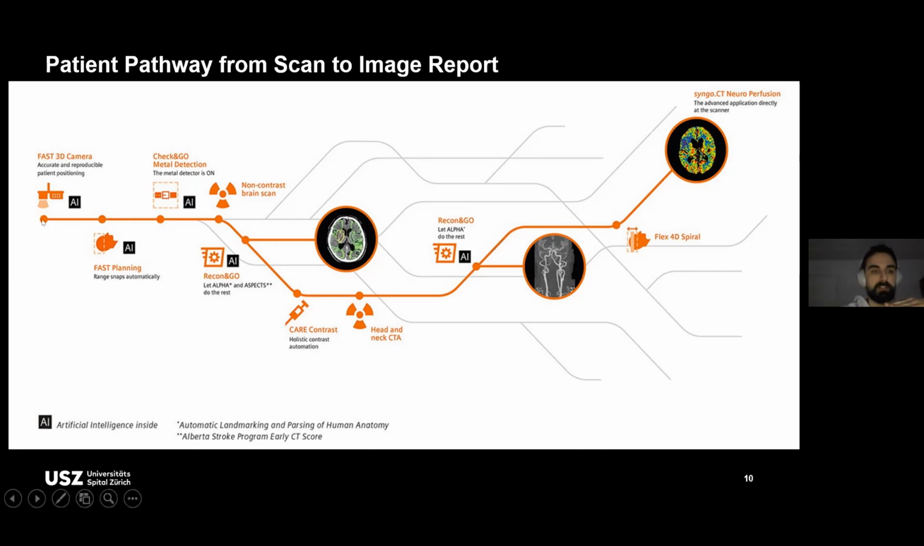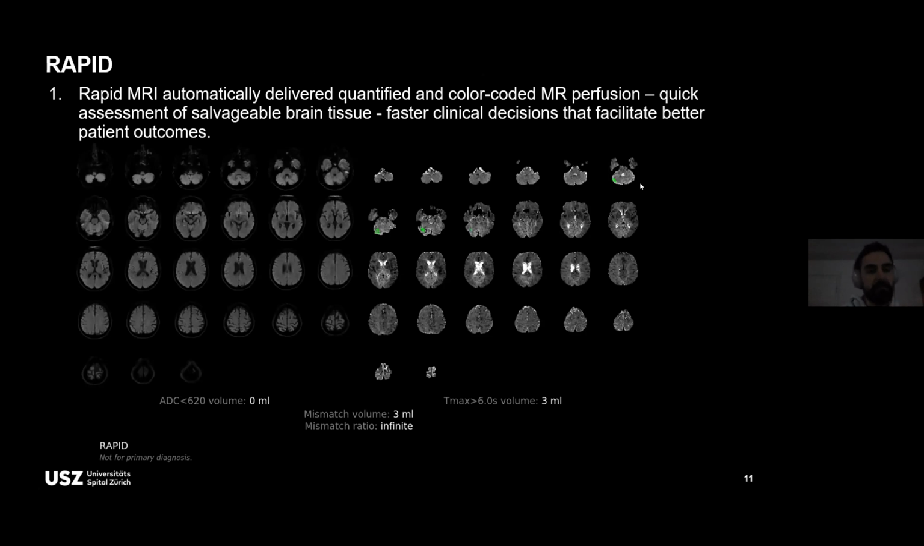So from the start, when the patient comes to the CT, all the way through this pathway, we end up with the appropriate imaging and all the information so that the clinician can make an appropriate decision. Another clinical application that we use is called RAPID. Perhaps somebody has already heard about it. This is widely available software which provides automatically delivered, quantified, color-coded perfusion and diffusion weighted maps. These are imaging modalities that let us see and quantify the ischemic tissue after ischemic stroke which is still viable, the so-called penumbra.